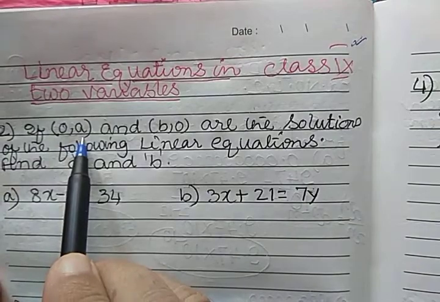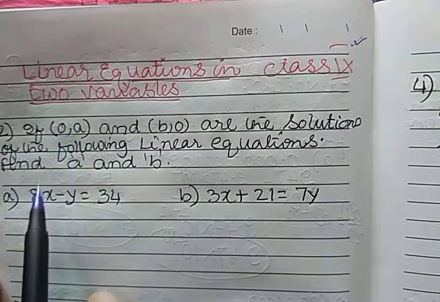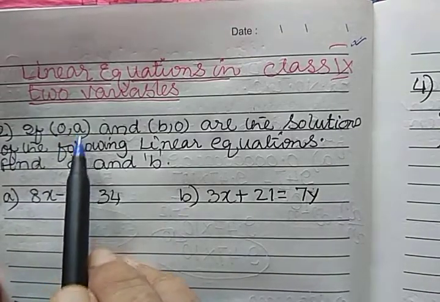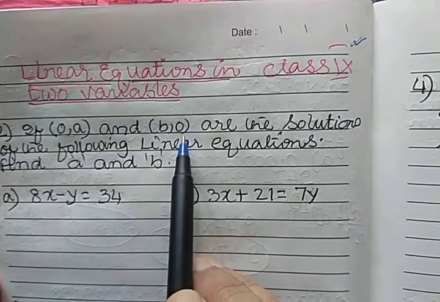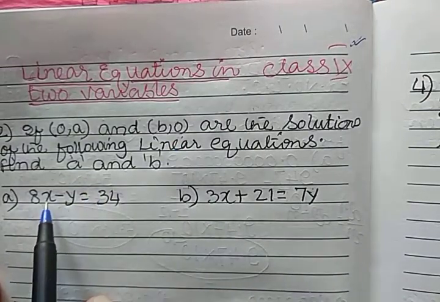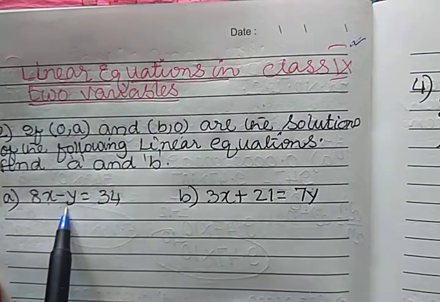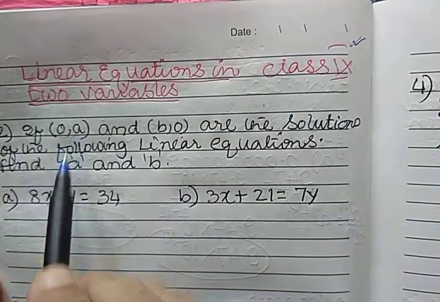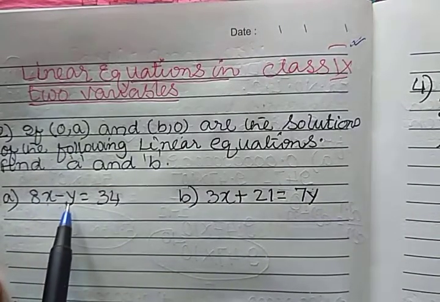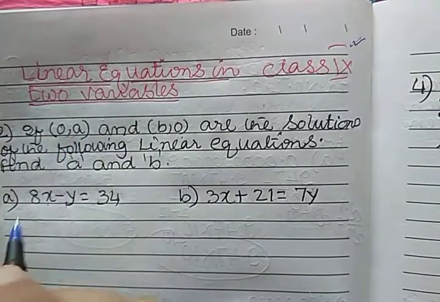So (0, a) means what? In this equation, the value of x is 0 and the value of y is a. And (b, 0) means the value of x is b and the value of y is equal to 0. So now first of all, let us replace the values of x and y in this equation, 8x minus y is equal to 34, by (0, a).